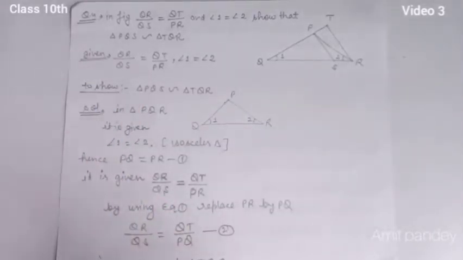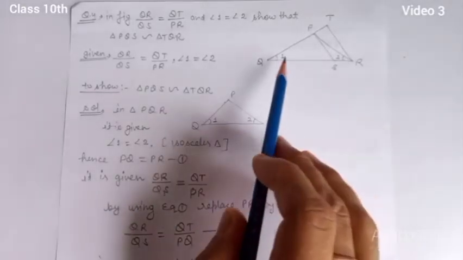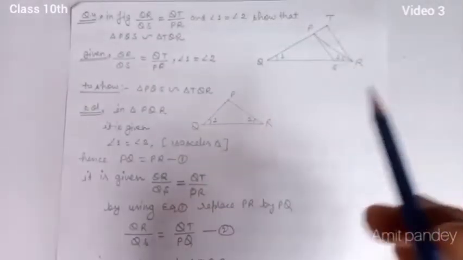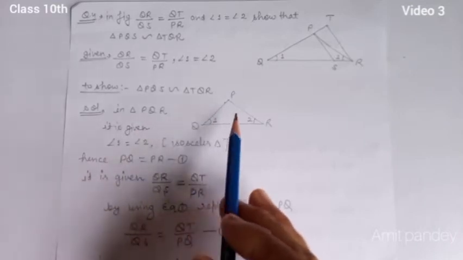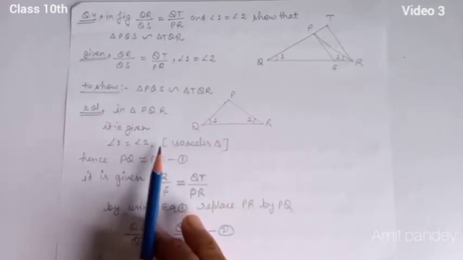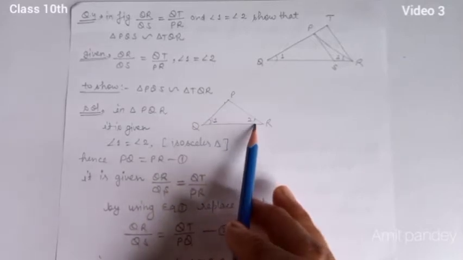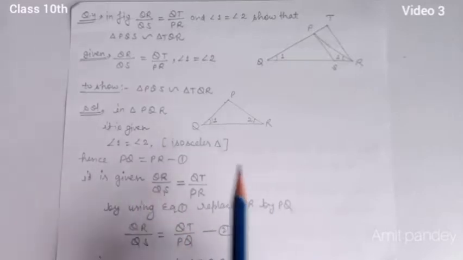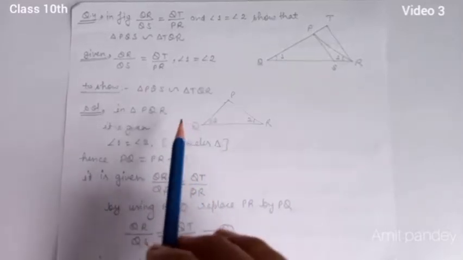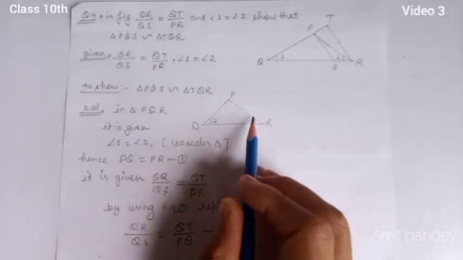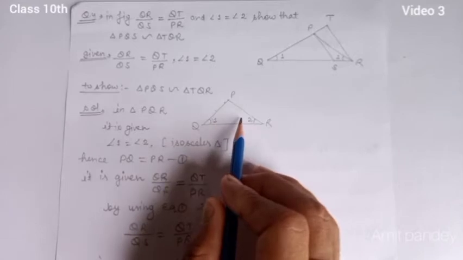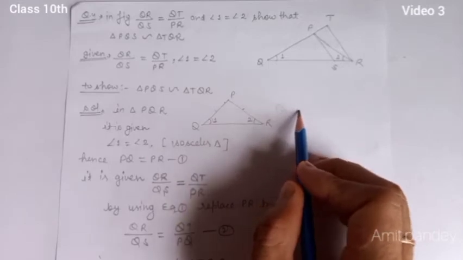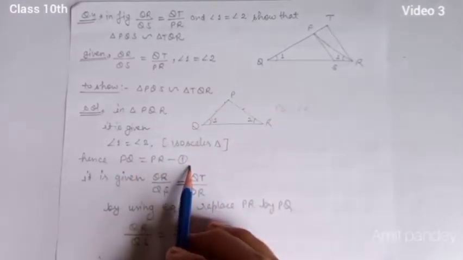Now how do we solve this? We have to think about what is given. Angles 1 and 2 are both given equal. So first we'll take triangle PQR. If it is given that angle 1 is equal to angle 2, then this angle is equal to this, so it is an isosceles triangle. You know that if a triangle has two equal angles, then their corresponding opposite sides are also equal. This side is opposite angle 2, and this side is opposite angle 1. So PQ equals PR. Mark it as equation 1.